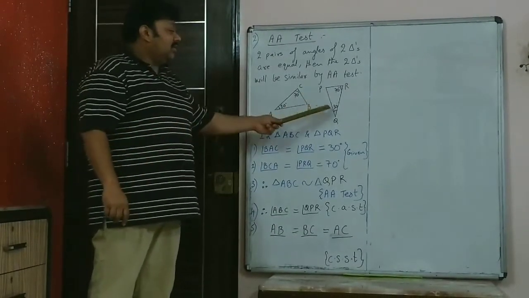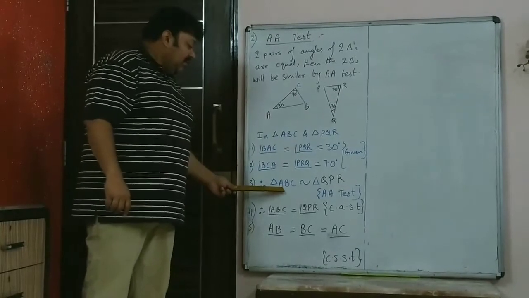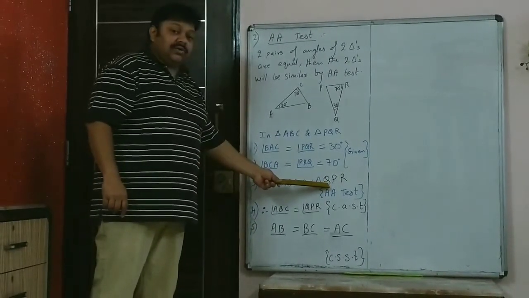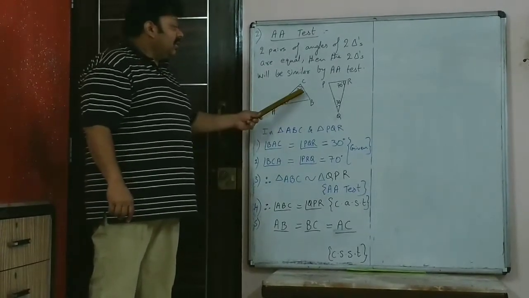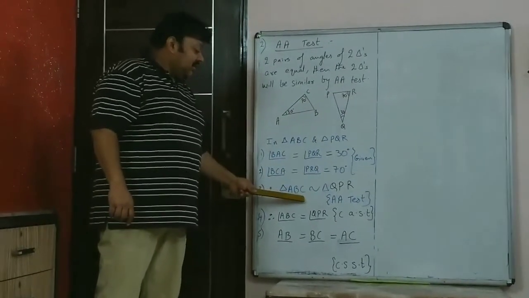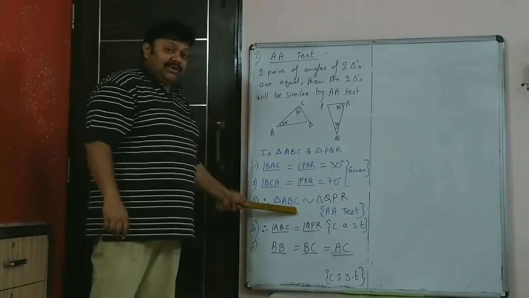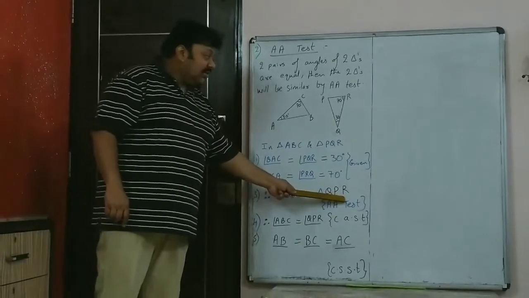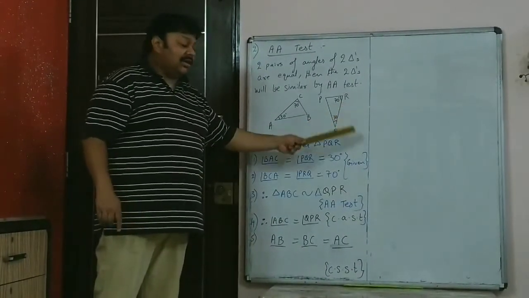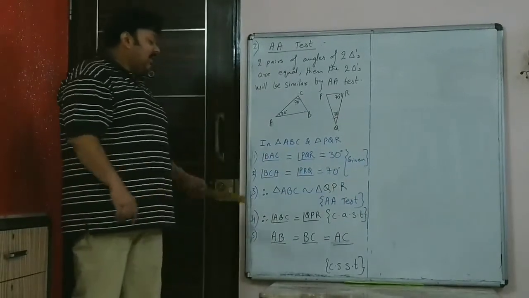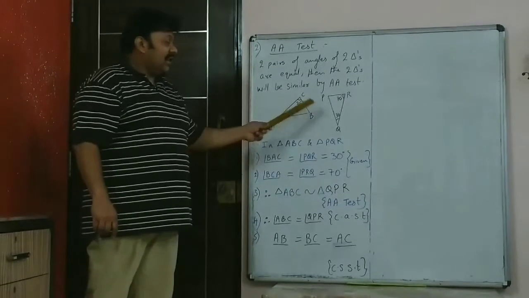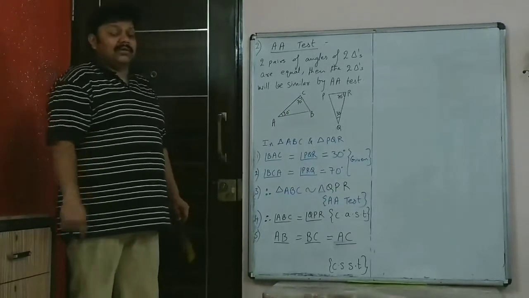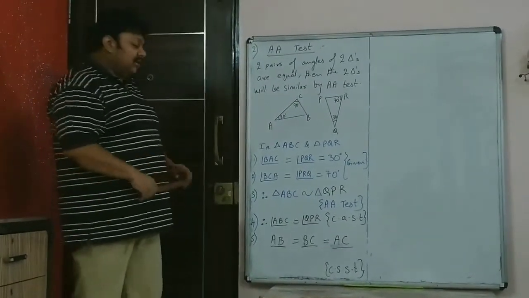You know A is congruent to Q. So A is written first, Q is written first. So they have to be written in proper sequence. C is congruent to R, C is written third here, the third alphabet has to be the corresponding angle, that is R. Don't blindly write ABC and PQR. You have to see which angles are equal or which sides are proportional and then write it.